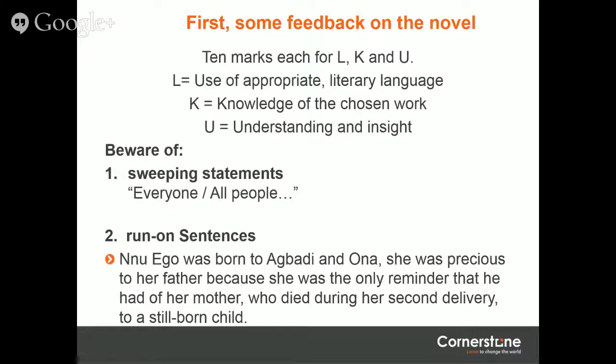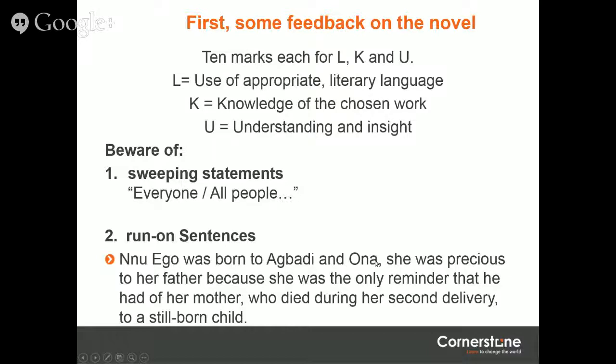I hope so. It's here. This should not be a comma. This is a full sentence. Nu Ego, subject, was born, verb, to Akbadi and Orna. That's just a prepositional phrase, and that's it. That's the sentence. Now you're starting with a new subject and a new verb. She was. And it's got its own subordinate clauses with because and who, but that should be a full stop, and she must start a new sentence with a capital S.